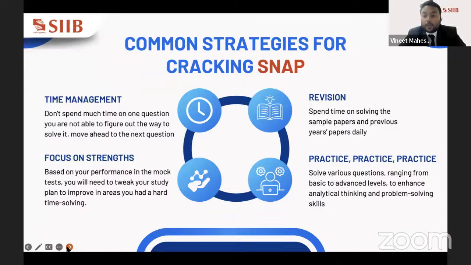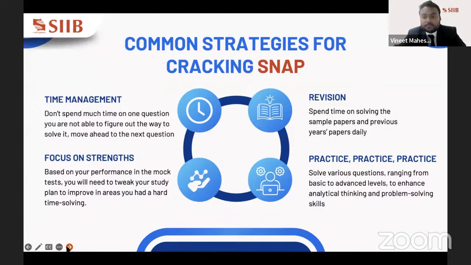Third part is revise, revise, and revise, because revision is never too much. The more you revise, the more clear you are with your concepts, the more you will be able to attempt all the questions with smooth ease and in the least possible time.